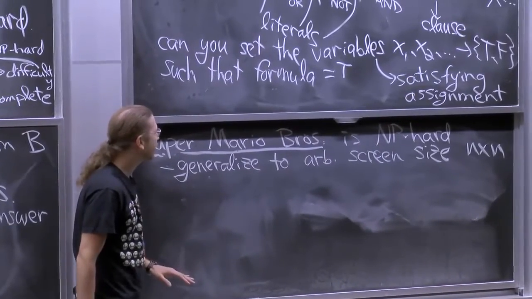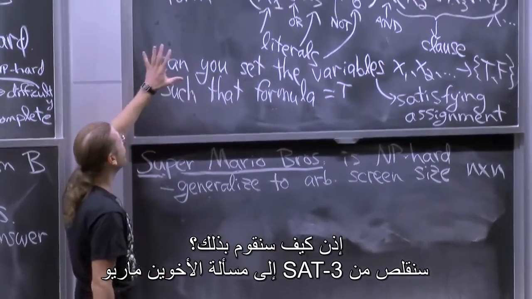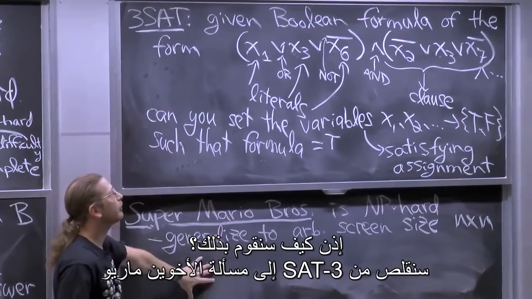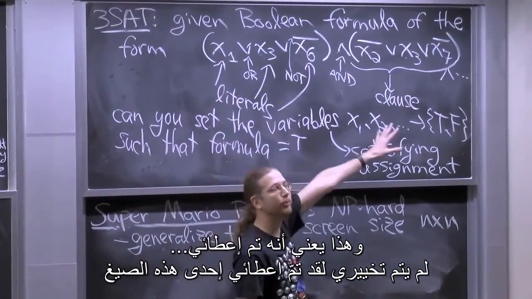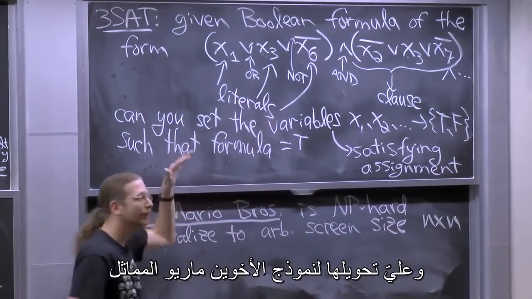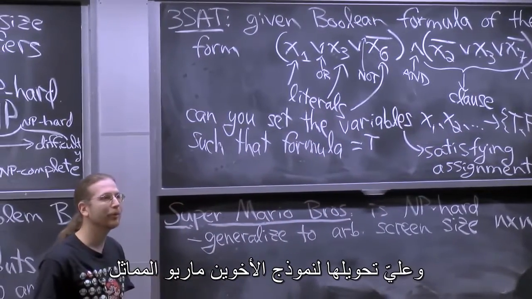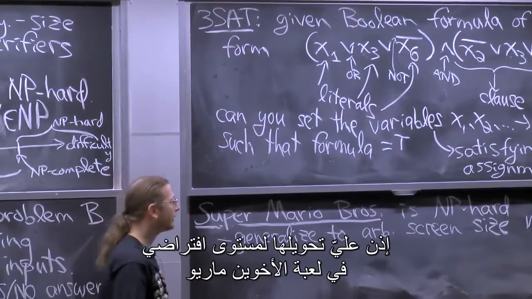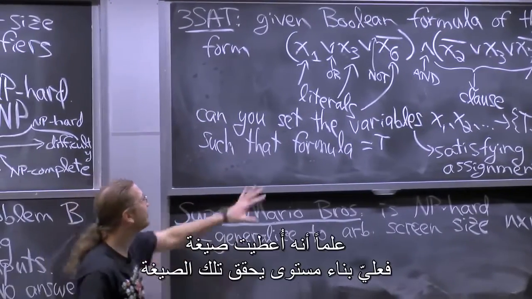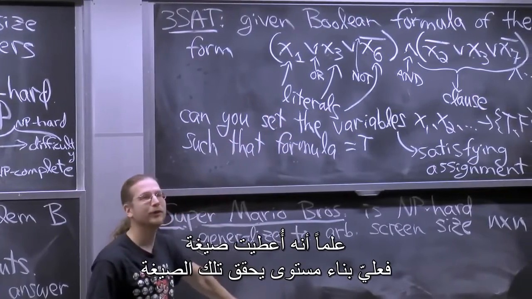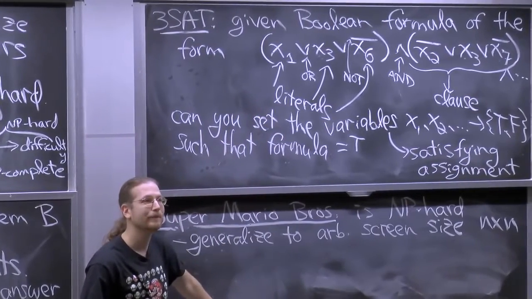Okay, so how are we going to do this? We're going to reduce from 3-SAT to Super Mario Brothers. So that means I don't get to choose. I'm given one of these formulas, and I have to convert it into an equivalent Super Mario Brothers instance. So I have to convert it into a hypothetical level of Super Mario Brothers. Given a formula, I have to build a level that implements that formula.